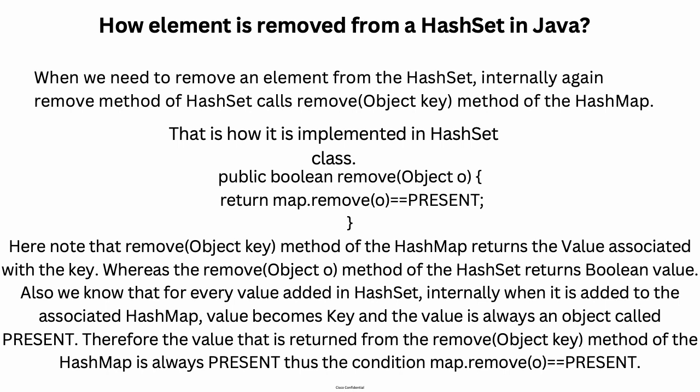Since we are talking about HashSet, we should know how we add and remove elements. This question is regarding how an element is removed from a HashSet in Java. In HashSet, there is a remove method. I have given the internal snippet here. Whenever we call the remove method of HashMap, it returns the value associated with the key. And whenever we call the remove method of HashSet, it returns a Boolean value, true or false.